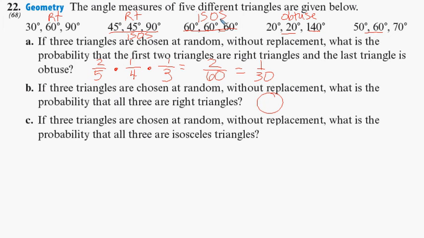And then the last one is going to be this one here. This one is also isosceles because it has 2 angles congruent, which means that the sides opposite those 2 angles are congruent. So we have 3 isosceles triangles.